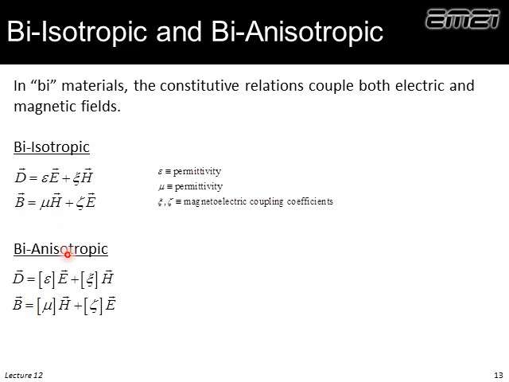Then we have the bi-anisotropic materials, which have really the same constitutive relations. However, we just make all the constitutive parameters tensors, and we would call that bi-anisotropic.